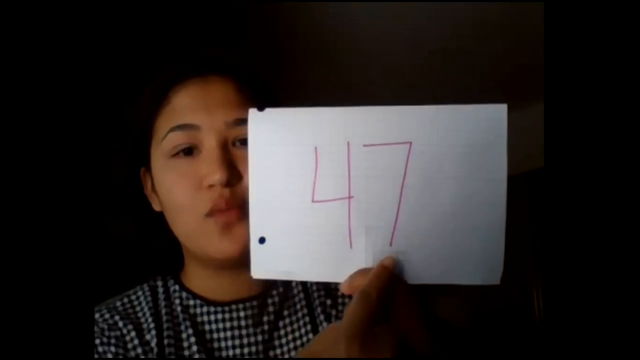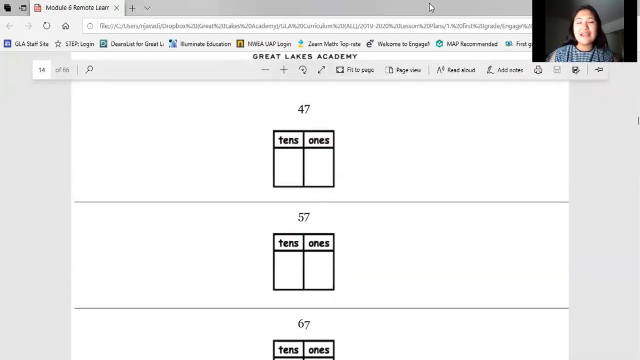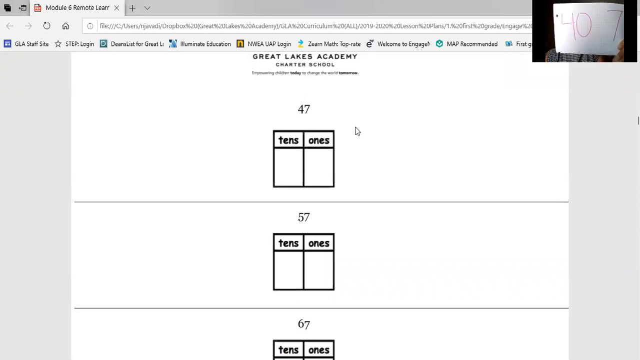Ta-da! The tens is 40 and the ones is 7. So if we're looking at this number, we have a 4 in the tens place and a 7 in the ones place. That tells me that we have 40 plus 7. Go ahead and write that in your place value chart now. You're not going to write it in your place value chart just yet. First, you're going to draw 47 or 40 and 7 using quick tens and ones. So go ahead and pause and draw 40 and 7 or 47 using quick tens and ones.